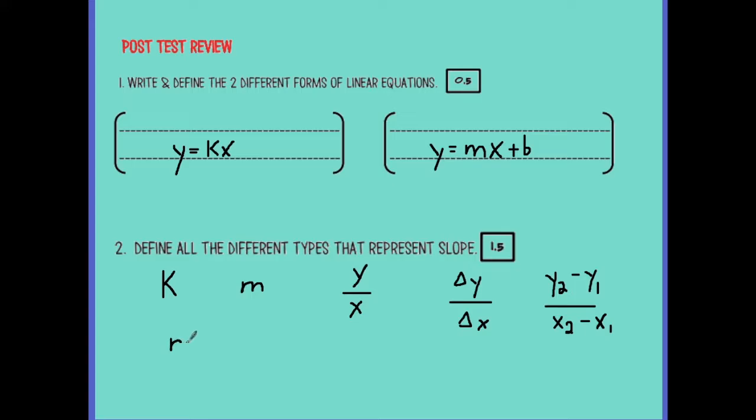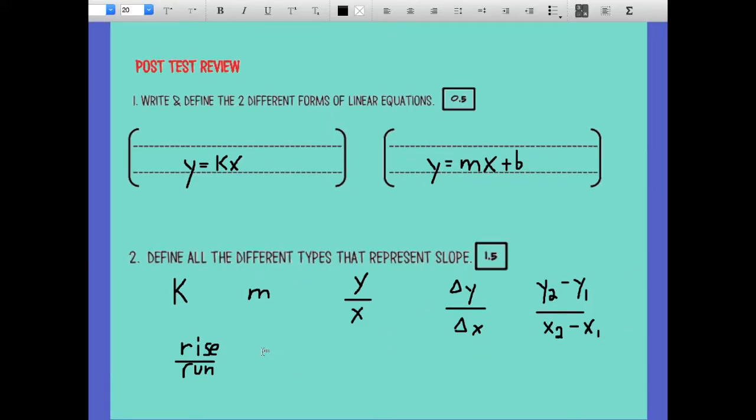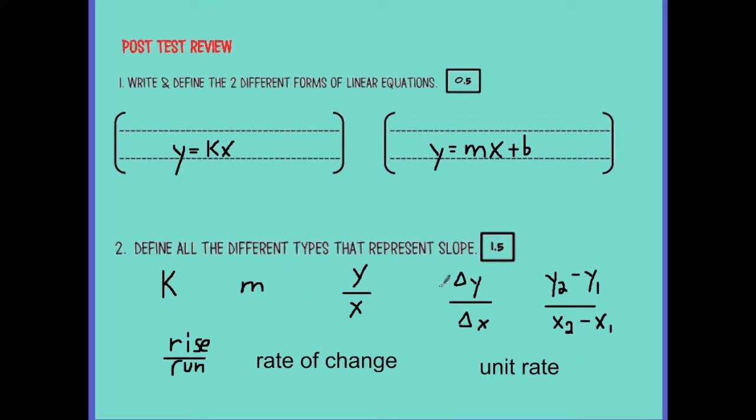We can think of rise over run. And we want to make sure that it's y over x, not x over y. We can think of another term, I'm going to type it on here, we can say rate of change. When it was proportional, the unit rate was also the slope there. That was the k value. So we have lots of different ways to represent slope. We could have even more.